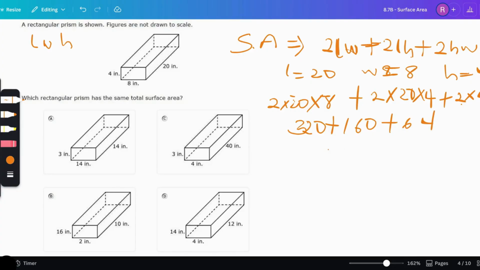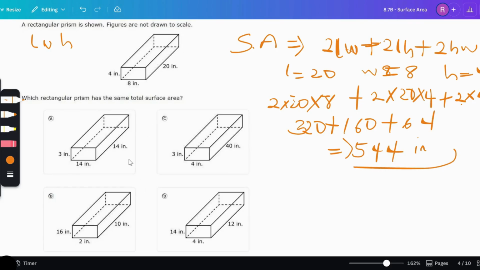So when we add this together, the answer will be: 4, 6 plus 6 is 12 plus 2 is 14, remainder 1. 1 plus 1 is 2 plus 3 is 5. So we have 544 square inches. That is the total surface area of this one.